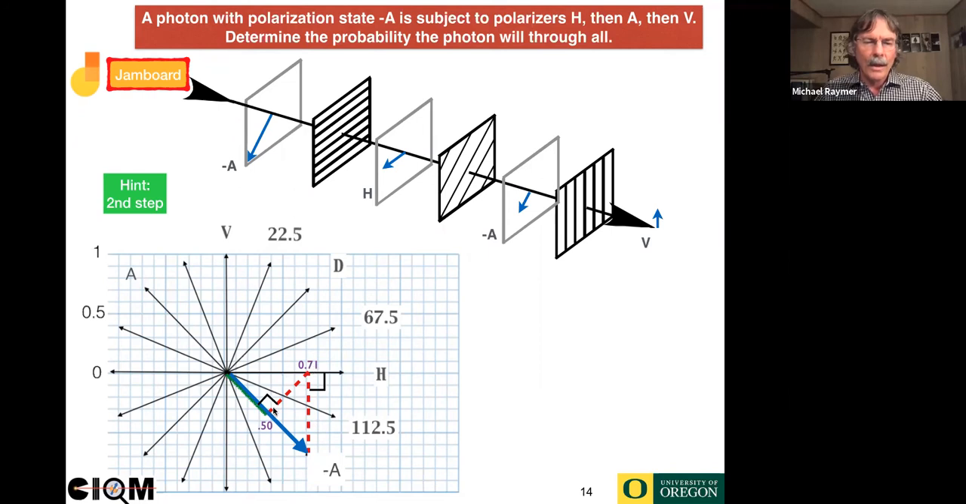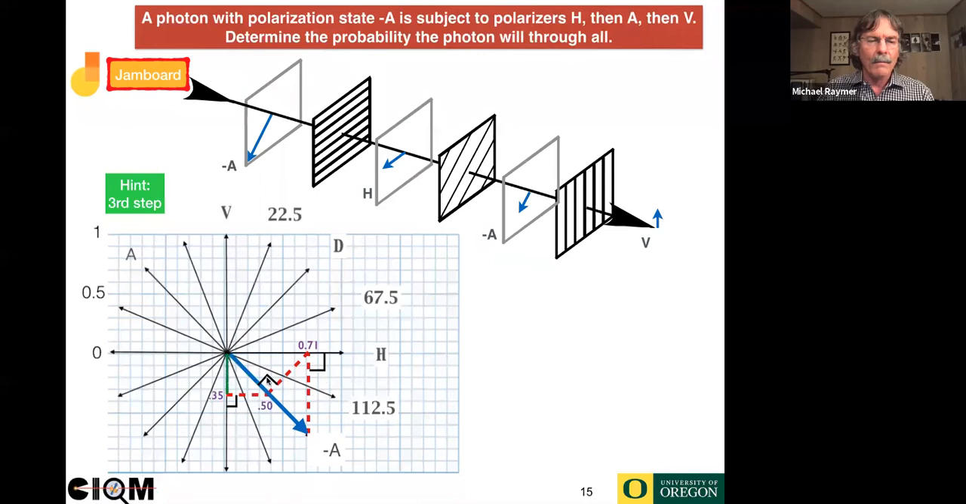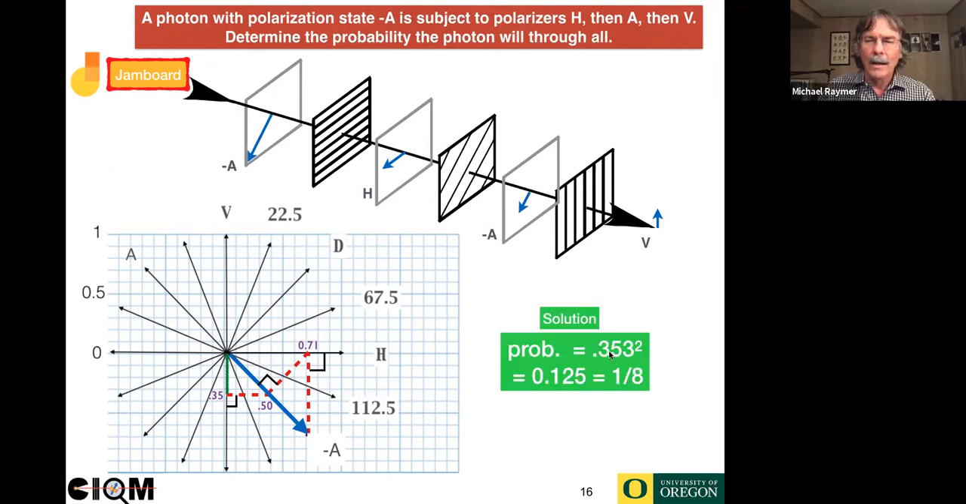And if you go straight at a right angle to it, you get here. And the length of that is about 0.5 if you know how to figure that out. We don't need to know that exactly. But then the next step is you project that point over to the V-axis because that's what this polarizer is. And if you estimate that 1, 2, 3.5 boxes, you get about 0.35. And then you square that and you get 0.125, which is actually 1/8.